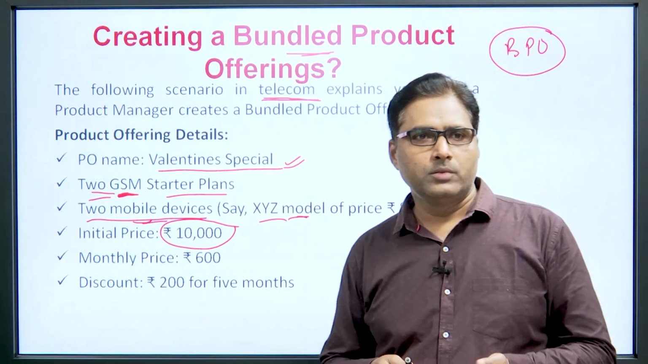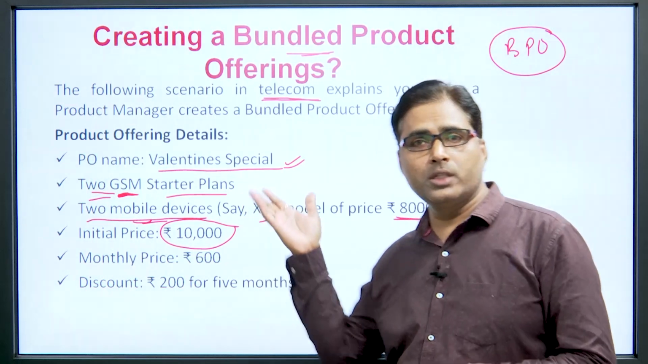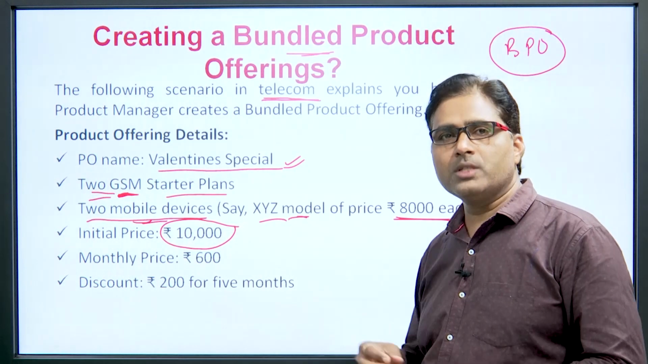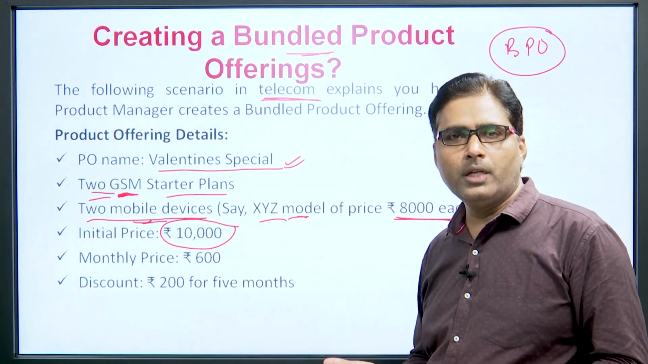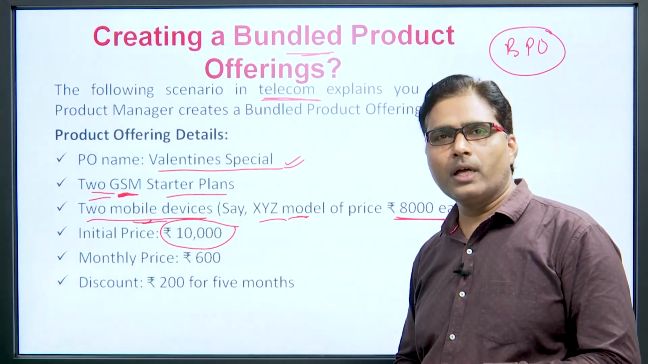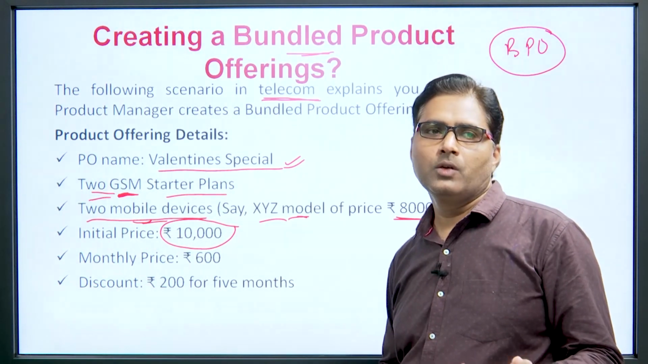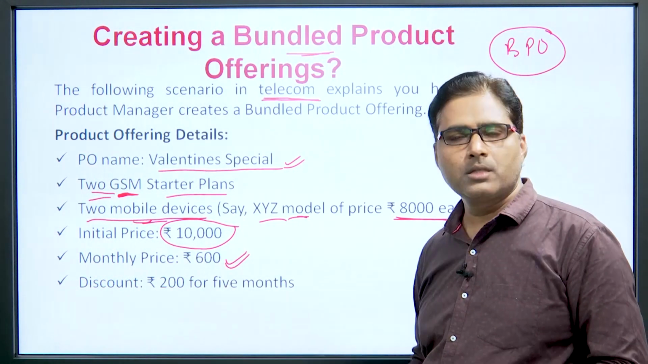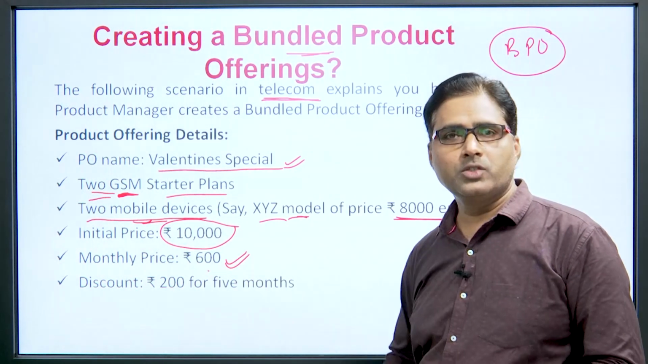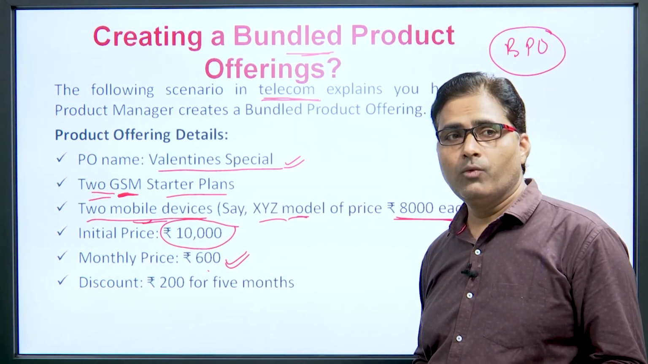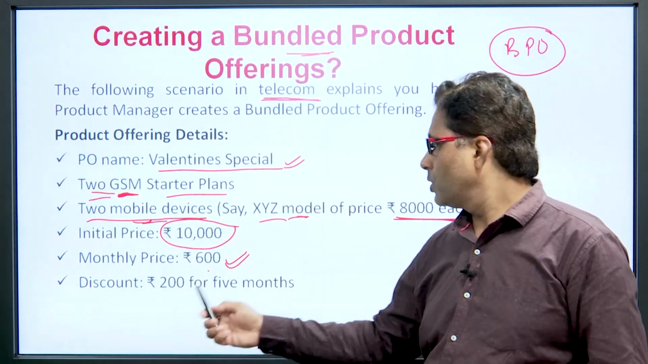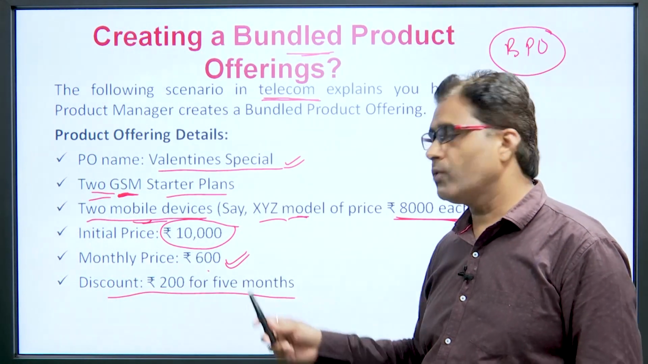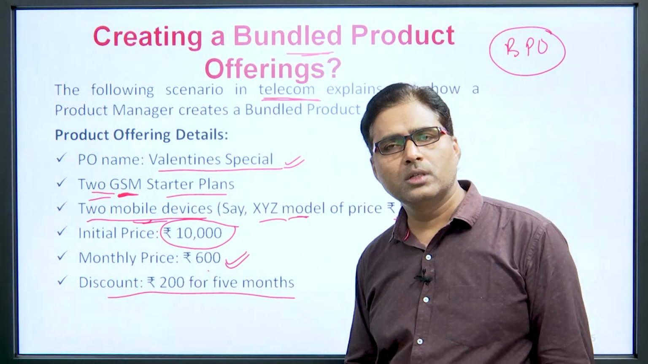For any consumer, it may be beneficial if they require all these services, and even if the customers are not in need of these kinds of services, still they can replace their old mobile devices with the new one. So, with this, the monthly price can be 600 rupees for 2 SIMs, again beneficial for any consumer. Then BPO, and also they are offering a discount of 200 rupees for 5 months or say 6 months or say 4 months, it may be any number.